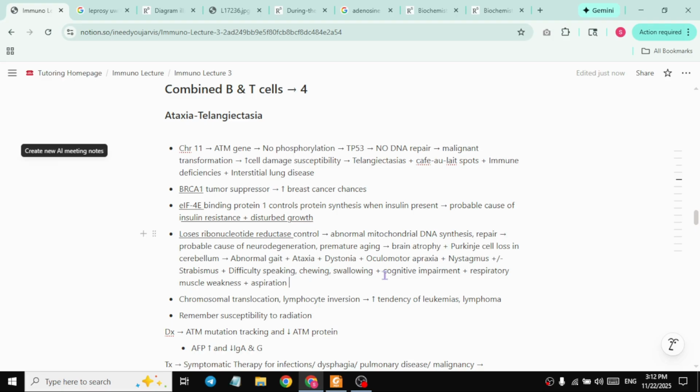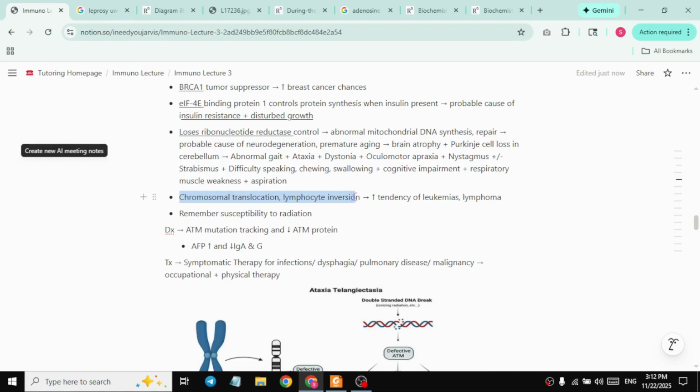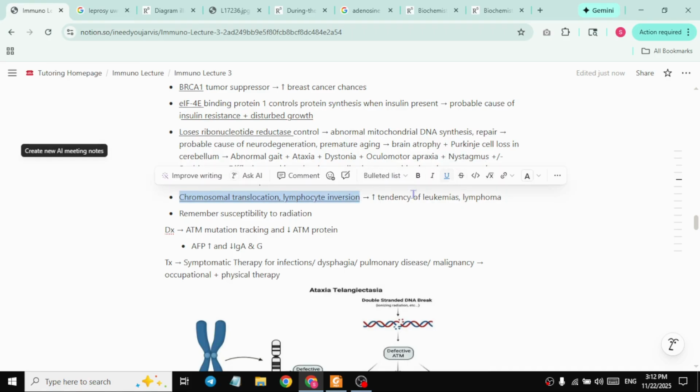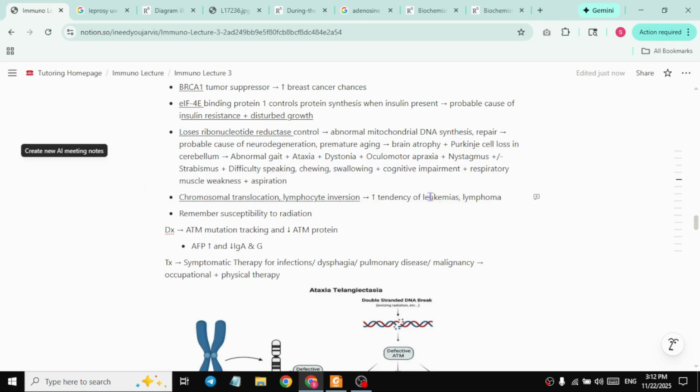Okay, eventually you might go into not just the Purkinje cells, but into the cerebrum itself, where you might see cognitive impairment. Okay, respiratory weakness, and even maybe aspiration. Right, because of this constant damage and these cells constantly dividing, you might start to see leukemias and lymphomas getting way more prevalent in the population.